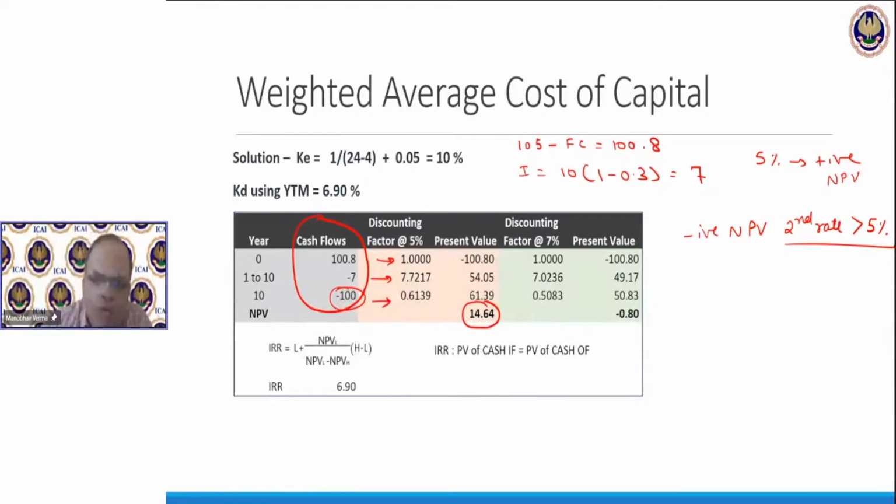Okay, now we move on to the discounting at 7%. So at 7%, we get a negative NPV, guys. Please check just once if you guys are clear. Specifically, the discounting factors, don't worry about that. They will be given to you anyways.